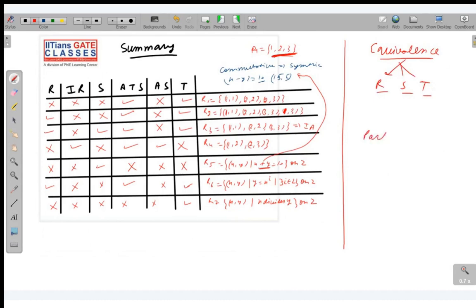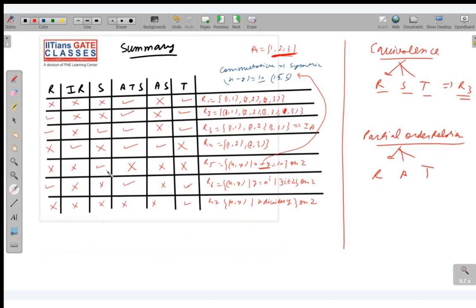And another is partial order relation. What is partial order relation? Reflexive, antisymmetric, and transitive. So from here we can check it out. Equivalences need all three: reflexive, symmetric, and transitive. You can check this out. If it is reflexive but not symmetric, leave it. So you can check that out. R3 is the only one which is reflexive, symmetric, and transitive.